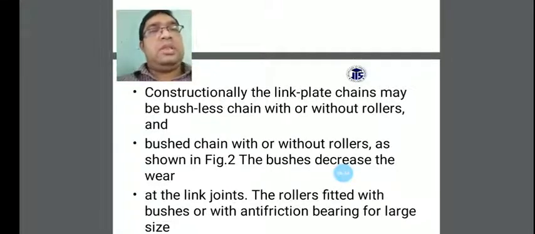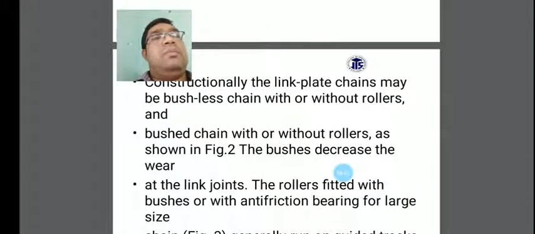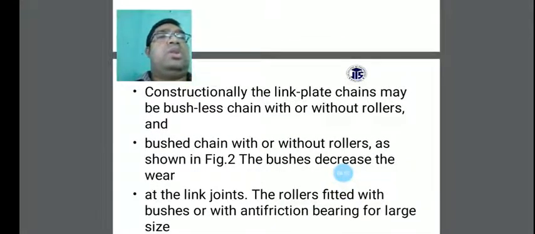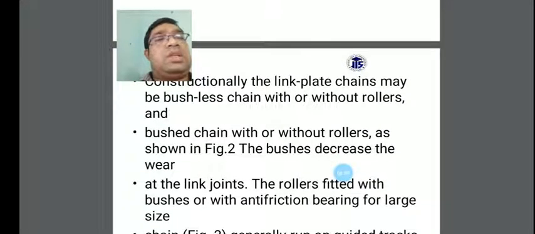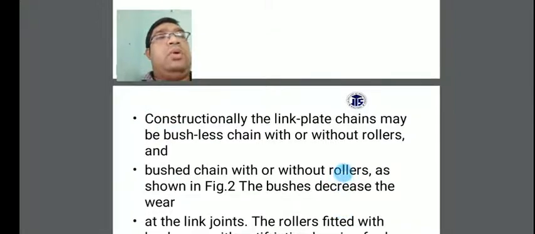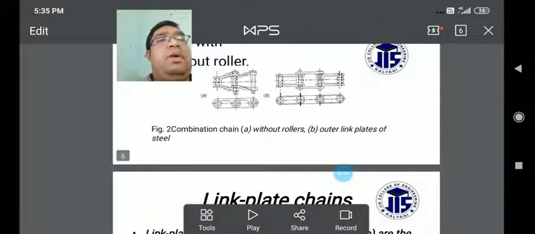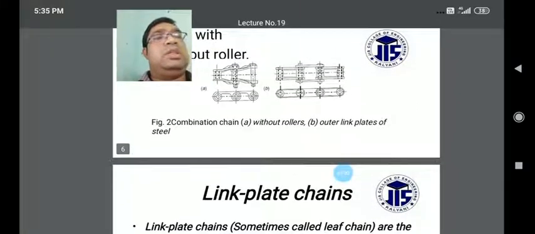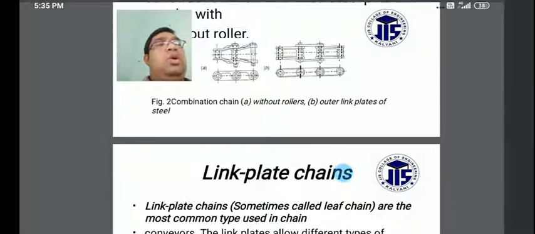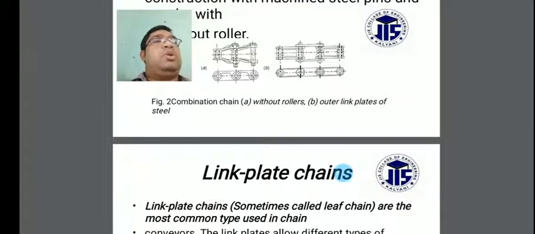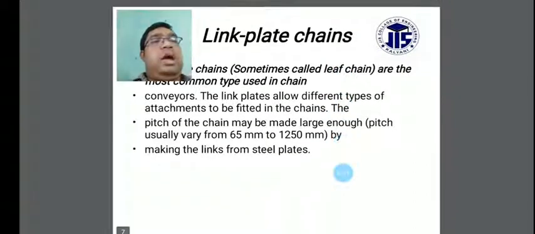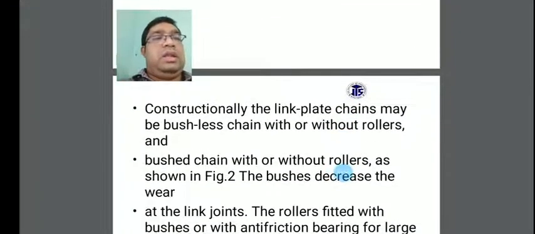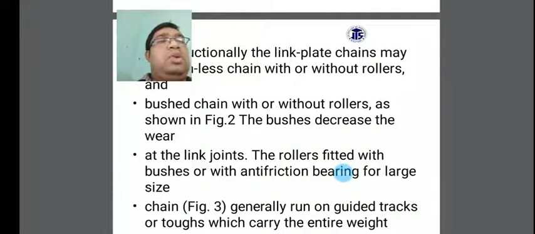And with or without rollers, these are all types of construction of link plates: the bushless chain with or without rollers, and the bush chain with or without rollers, as shown in figure number 2. Previously we saw figure number 2. This is the bushless chain. Also you can see the bush type of chain with or without rollers. This is the figure, and this is a bush link with or without rollers shown in this figure.